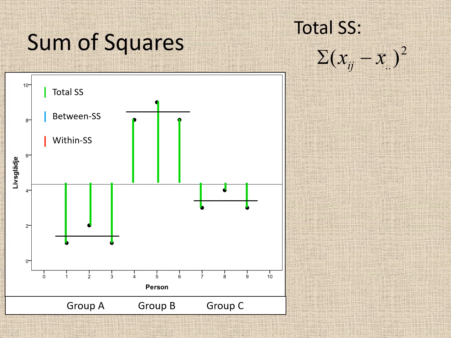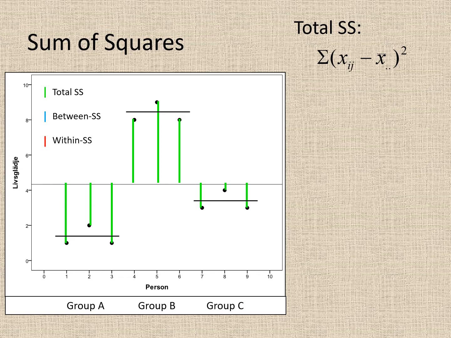That gives us information. How much variation is there, in this case, in life satisfaction among these 9 individuals? The total amount of variation in the dependent variable. This much nuance there is when it comes to life satisfaction in our data set.